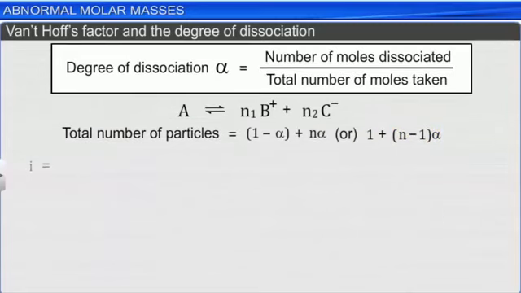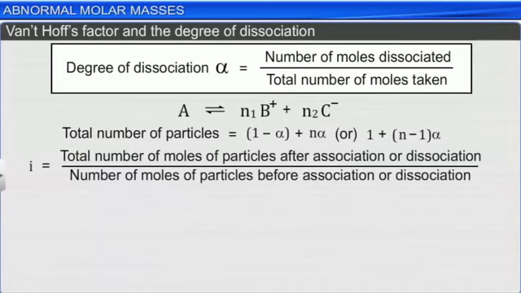Substituting the values of the number of particles in the relation i is equal to the total number of moles of particles after association or dissociation divided by the number of moles of particles before association or dissociation, we get i is equal to (1 plus (n minus 1) alpha) divided by 1. On rearranging, we get alpha is equal to (i minus 1) divided by (n minus 1). Knowing the value of i from the colligative property measurements, the degree of dissociation alpha can be calculated.